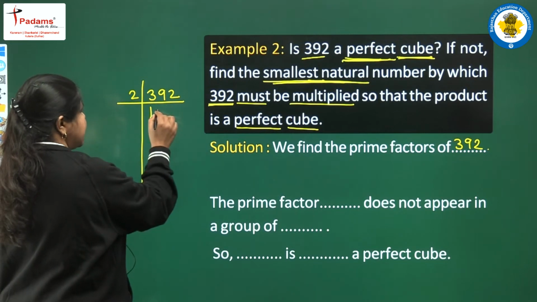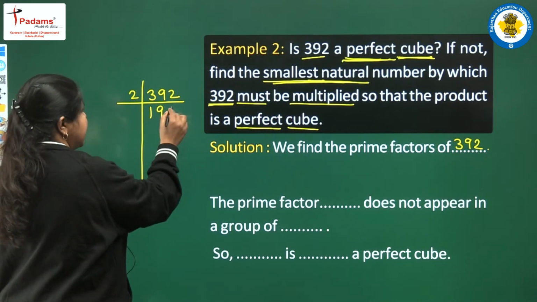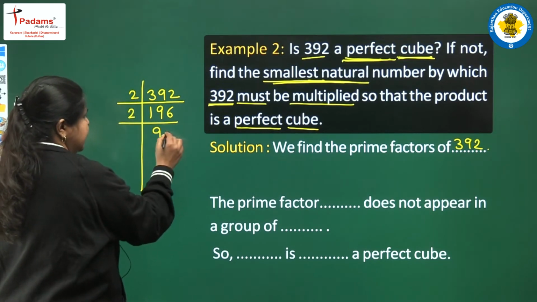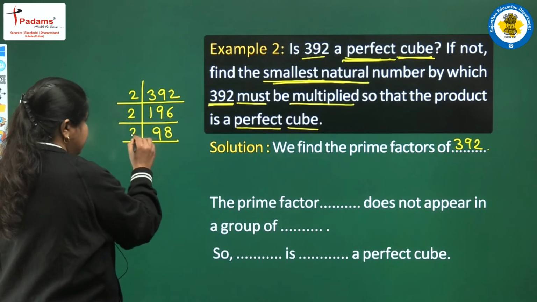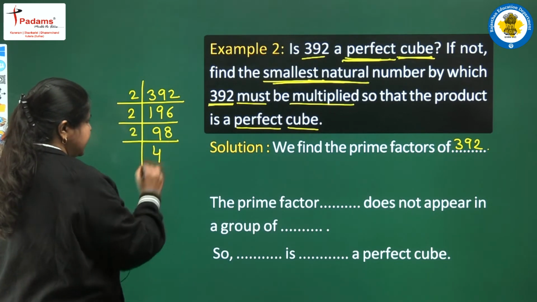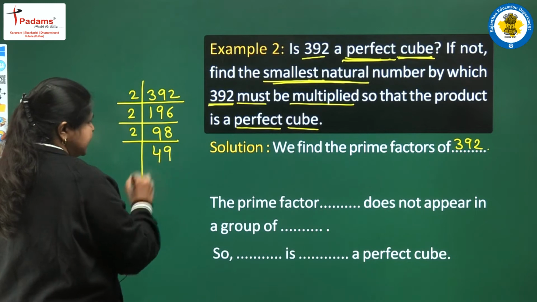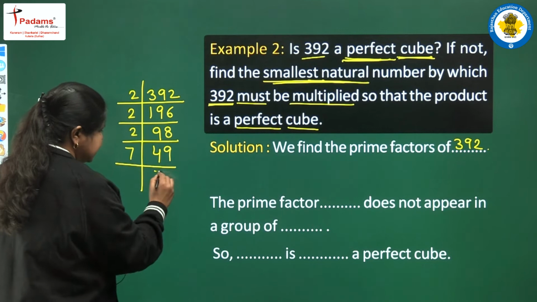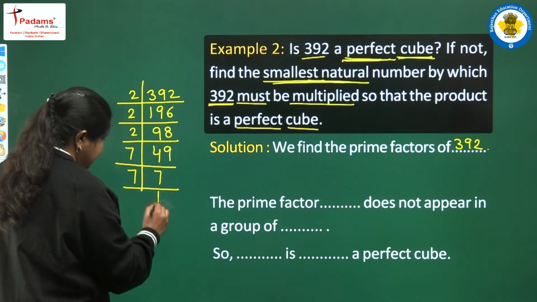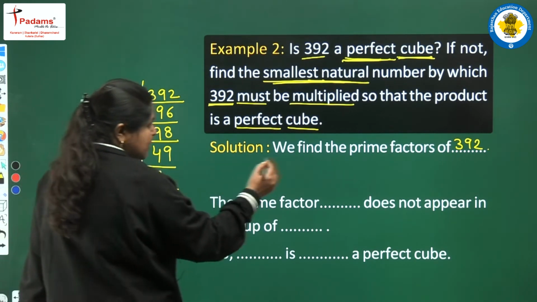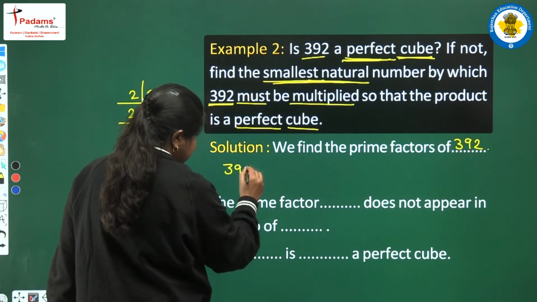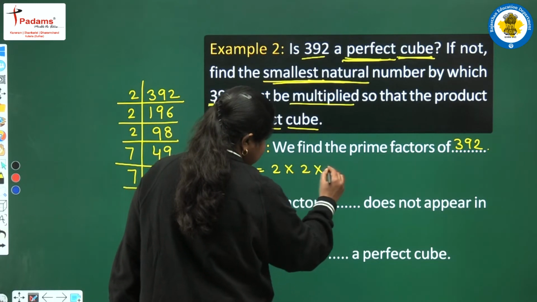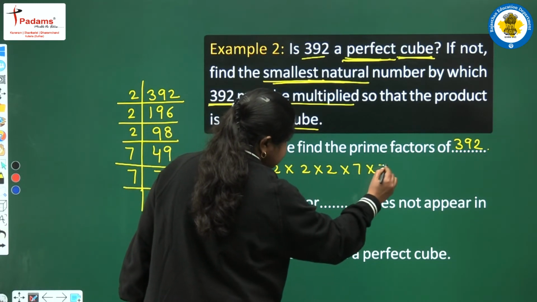2 1s are 2, 19. So 2 9s are 18 and 6 times 12. Then by 2, 2 9s are 18, 2 8s are 16. Again by 2, 2 4s are 8 and then we have 9 times 18. Now 49, it comes in the table of 7. So 7 7s are 49, 7 1s are 7. Let us write down the prime factors of 392. It's 2 into 2 into 2 into 7 into 7.